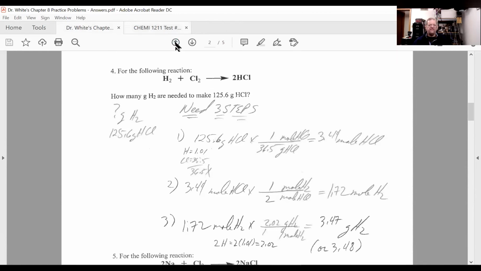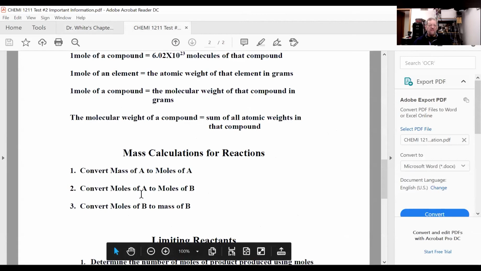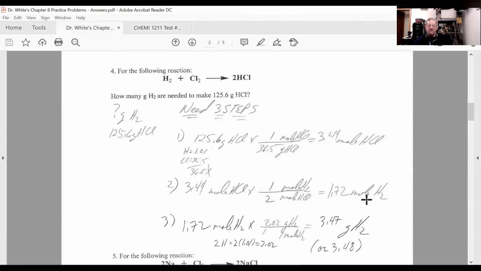3 steps. Second step, moles of A to moles of B. We have moles of HCl, which I just calculated. We want to get to moles of hydrogen. How do I do that? Whatever I'm trying to get to goes on top of the ratio. Whatever I'm trying to get rid of goes underneath. Where do I get these numbers?